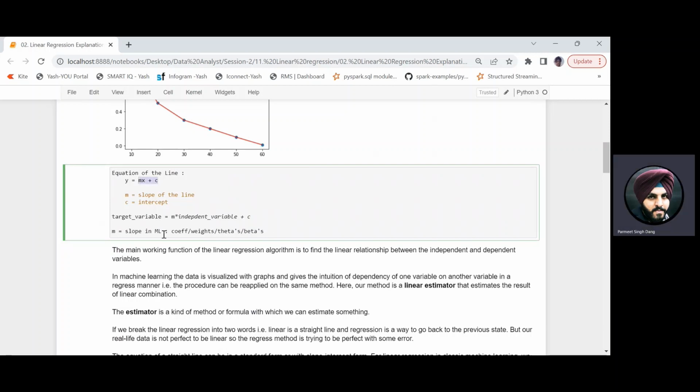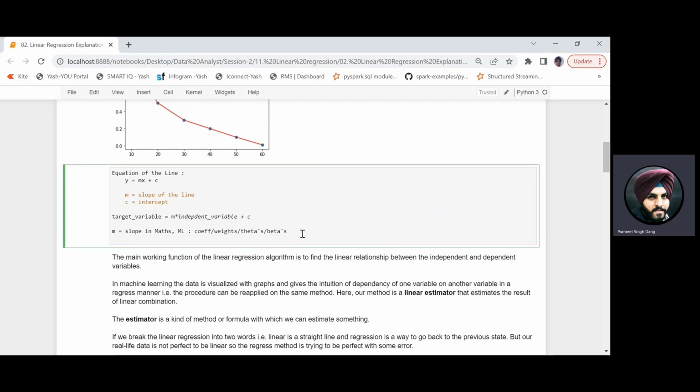We got slope in general maths, whereas in machine learning, we might call it coefficients, weights, thetas, betas. c is the intercept in normal maths, or you could call it a constant. In machine learning, you would call it bias or error or intercept, one and the same thing.